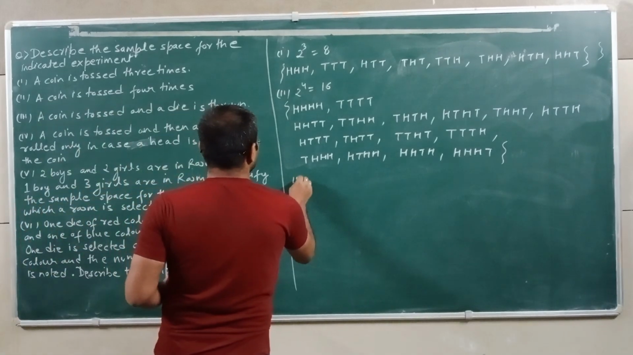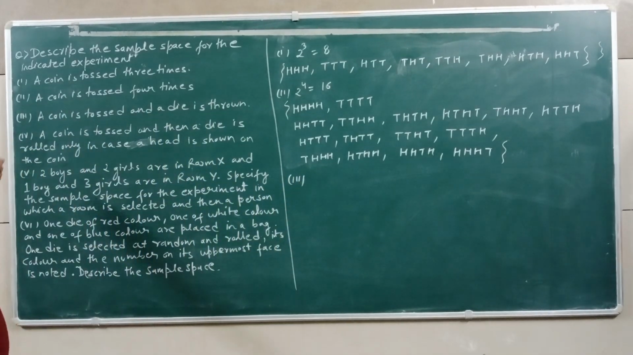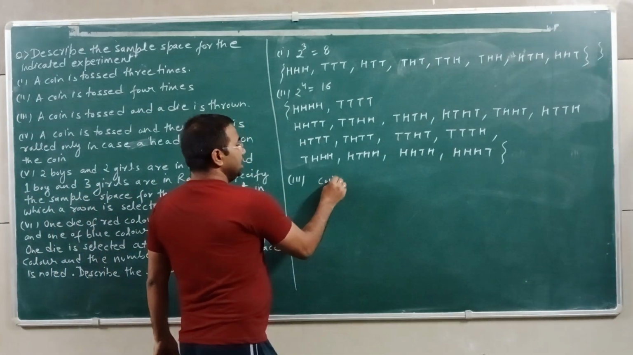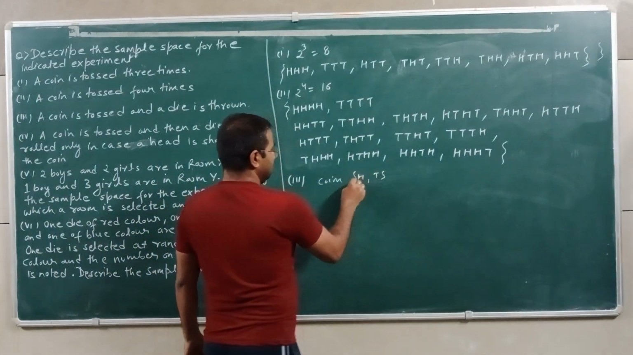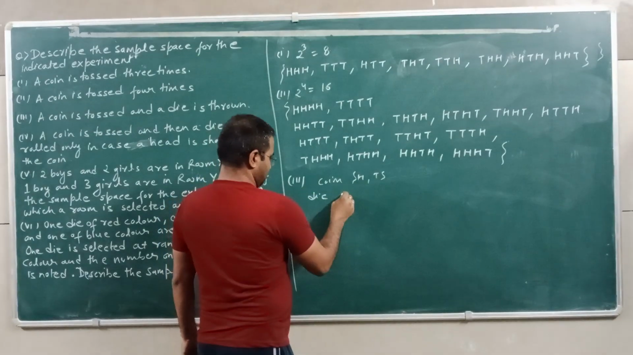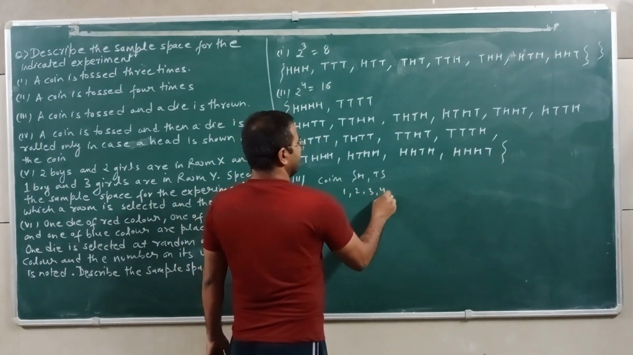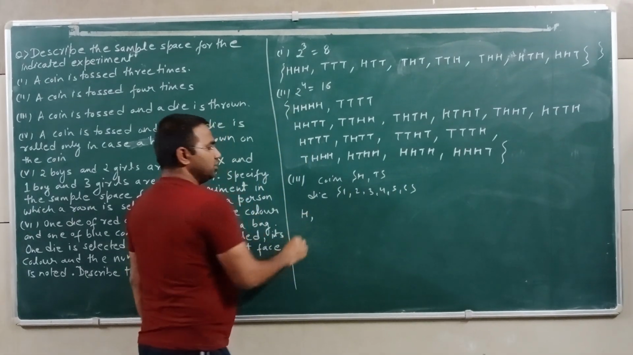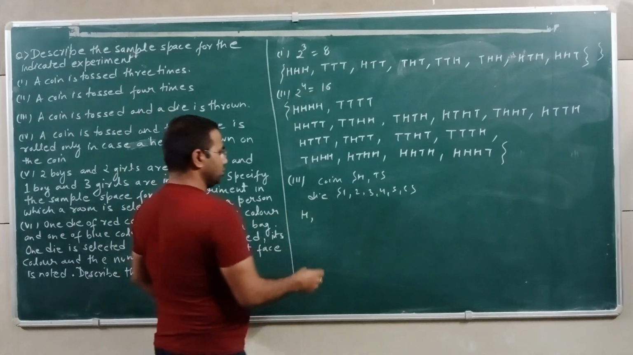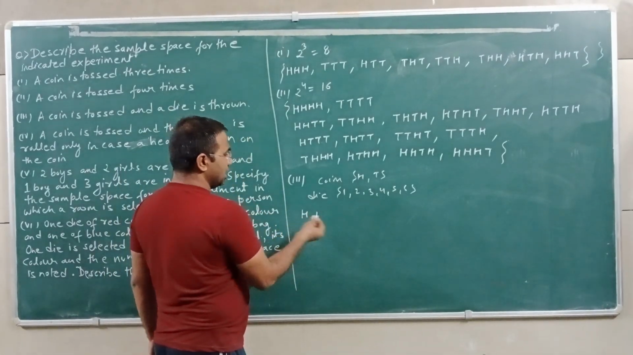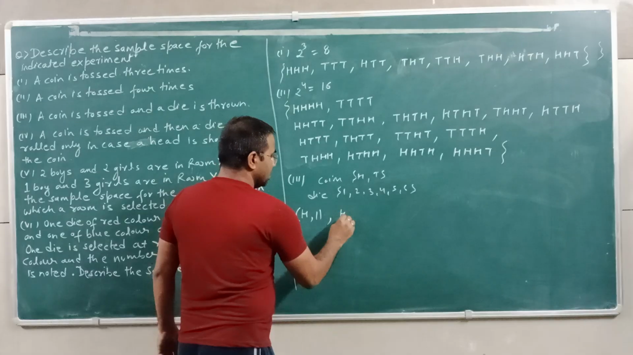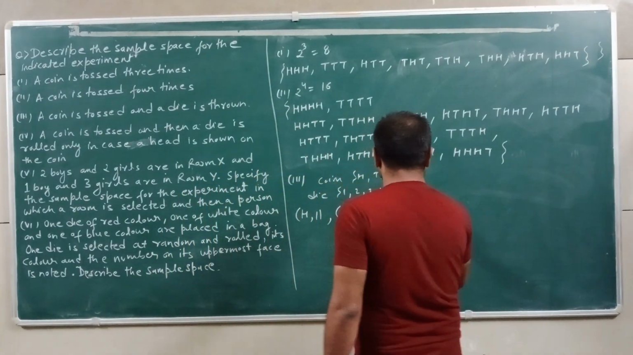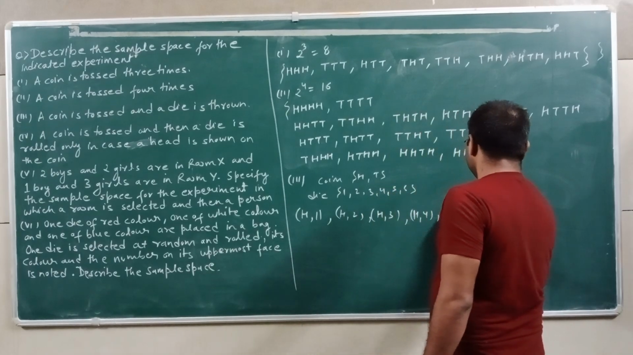Now let us see the third one. The third one says: if a coin is tossed and a die is thrown. As you know, in a coin, head and tail are there, and on a die 1, 2, 3, 4, 5, 6 are there. Suppose you are tossing the coin and getting head, and you toss the die. So you can get H1, H2, H3, H4, H5, H6.